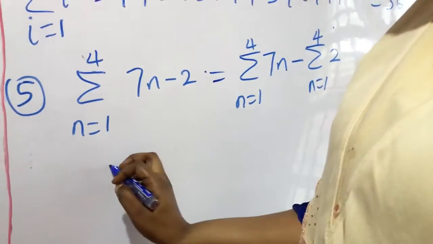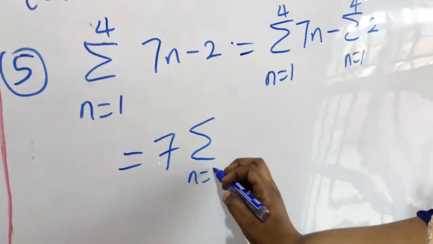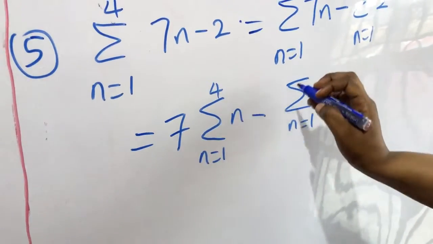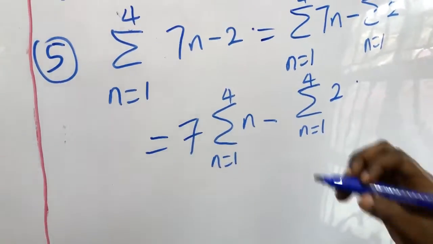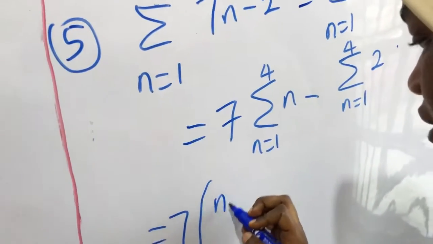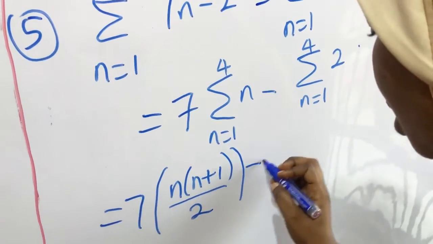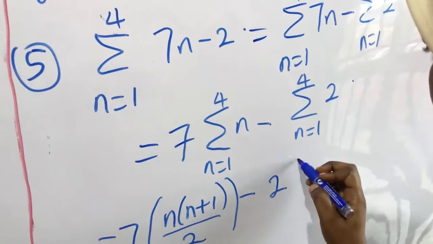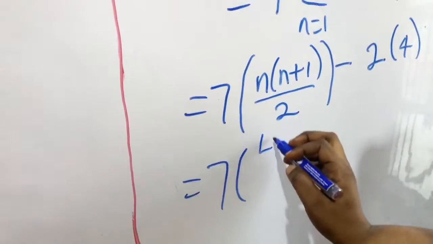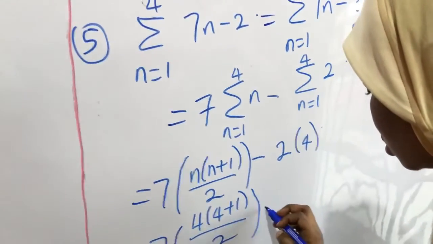So from here we can still rewrite this one as summation: 7 multiplied by the summation from n equals 1 to 4 of n, then minus the summation of 2 when n equals 1 up to 4. So from here we can have 7 multiplied by n into bracket n plus 1, everything divided by 2, then minus 2 multiplied by 4. Remember, you just put 4 into bracket 4 plus 1. You put the maximum, so over 2 is minus 8.